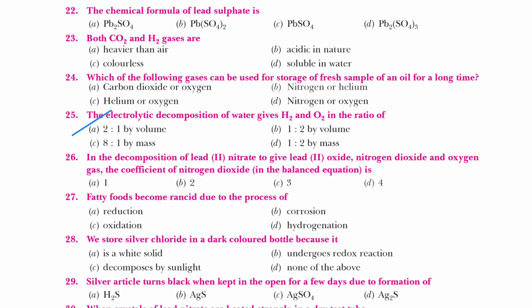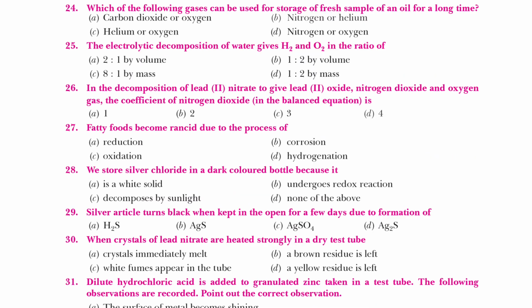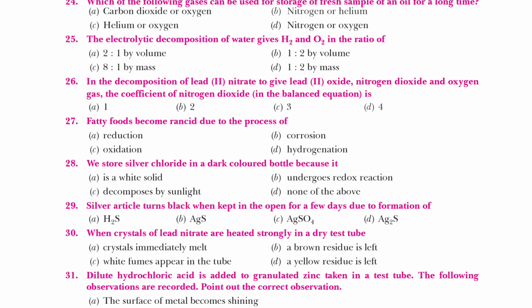Question number 26. In the decomposition of lead nitrate to give lead oxide, nitrogen dioxide and oxygen, this one is a decomposition reaction. To balance this equation, option D is correct. We require 4, and NO2 is produced.